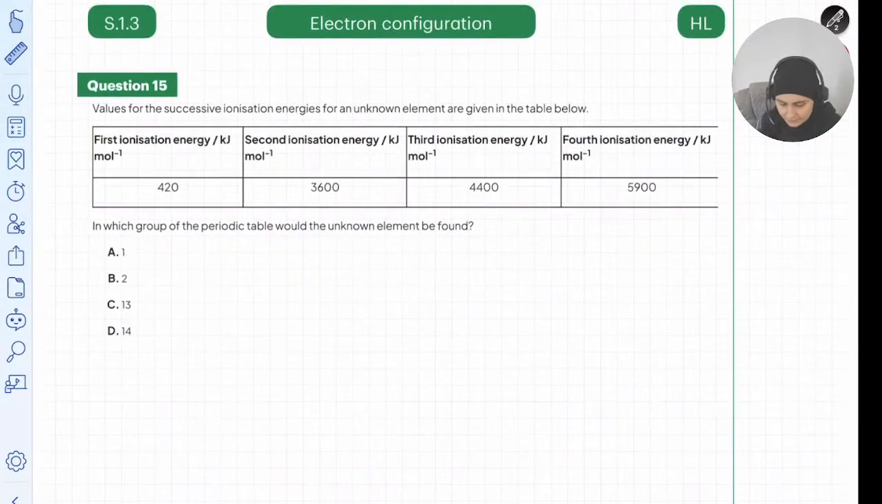Next, values for the successive ionization energies for an unknown element are given below. In which group? Same question, yeah? Can you see the jump? There it is. That's about 3,000, and this is 1,000. This is 8,500. So, a jump after the first ionization energy means that it's group 1.